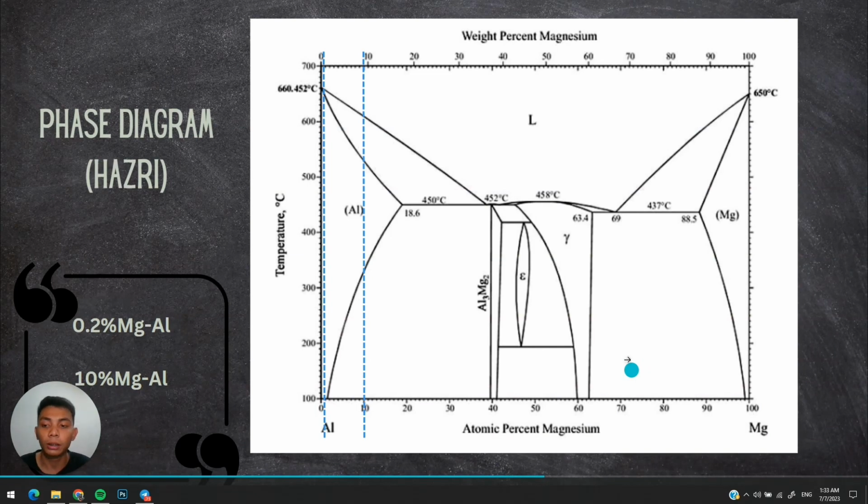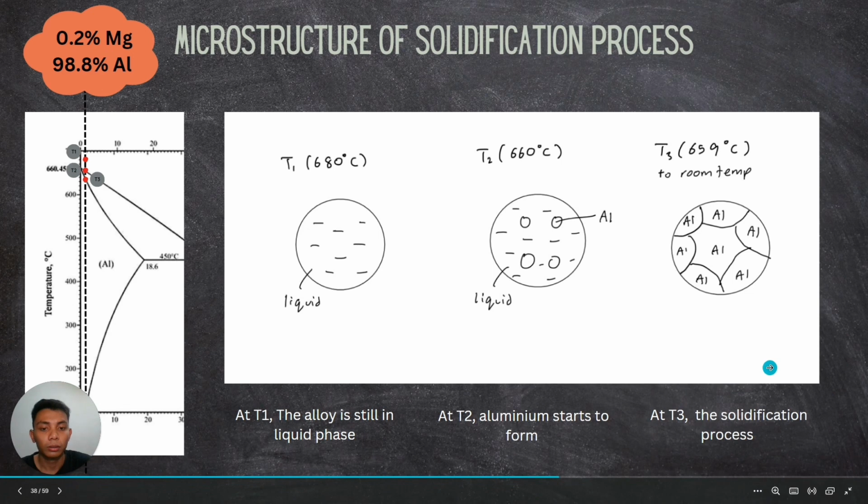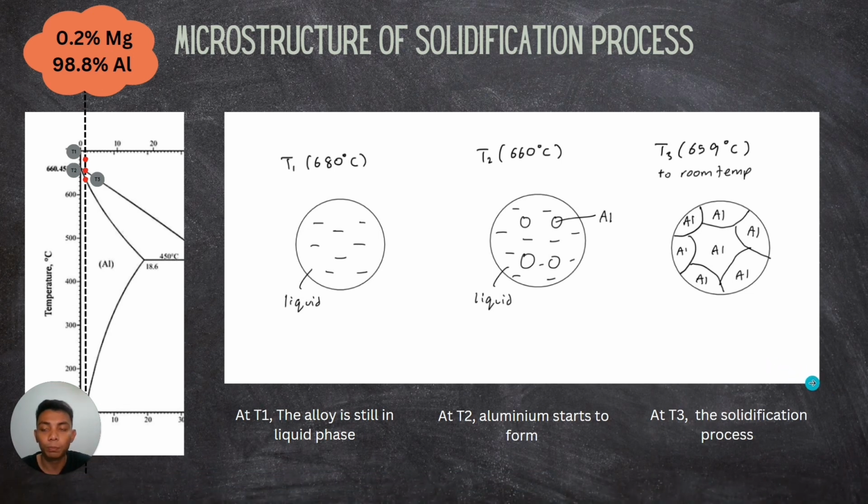Assalamualaikum warahmatullahi wabarakatuh. I am Hazri Shaputra bin Shaizam and I will be explaining the phase diagram of 0.2% and 10% MgAl. So firstly, we go to 0.2% MgAl. Here at T1, you can see that the alloy is still in liquid phase. Then we move on to T2, where you can see the aluminium particles start to form. And lastly, at T3, the aluminium particles have completed the solidification process.